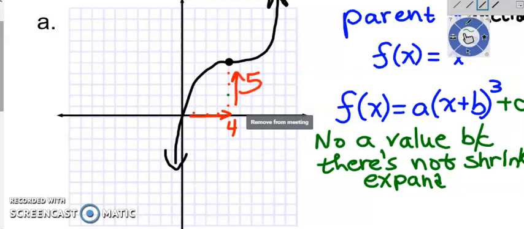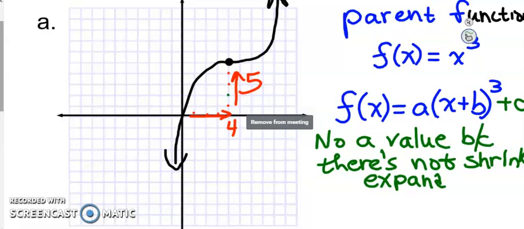That's interesting. All right, so cool. So we went over 4 to the right, and we went up 5. So again, 1, 2, 3, 4, 5. Yep, went up 5. So with this, we know left or right is B. So B goes left or right.